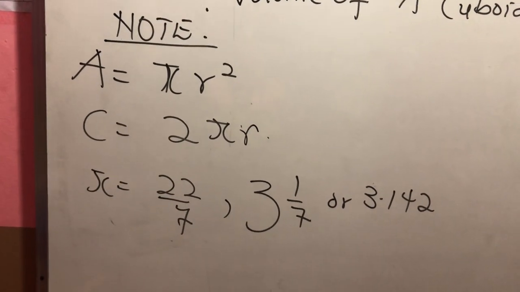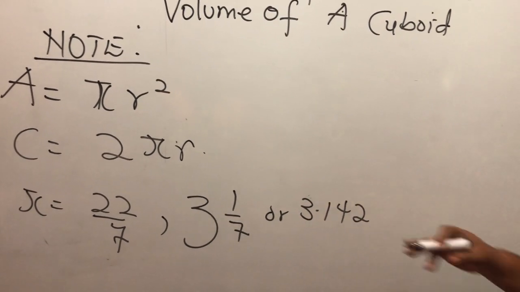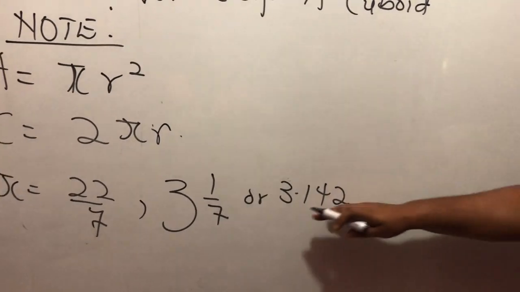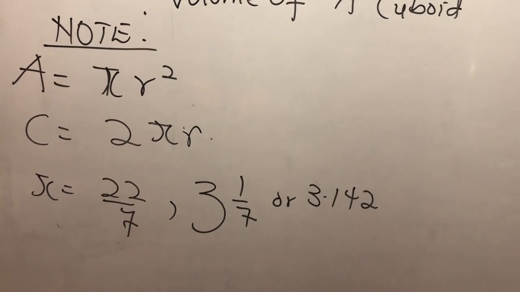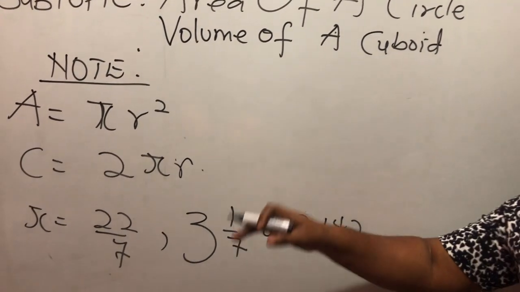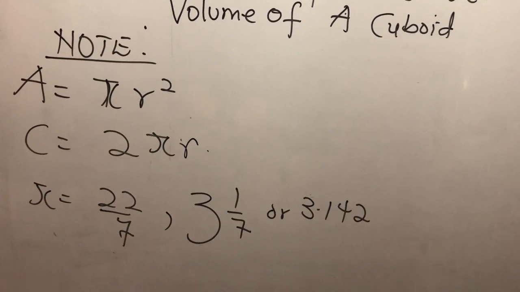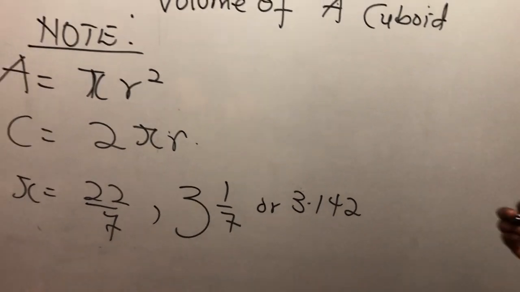You have to pay attention to the question and the value of pi they ask you to use. If the question specifically tells you to use 3.142, you have to use that. You don't assume that the teacher knows that pi is 22/7, so you choose the pi you want. You will use the pi that has been given to you in the question.